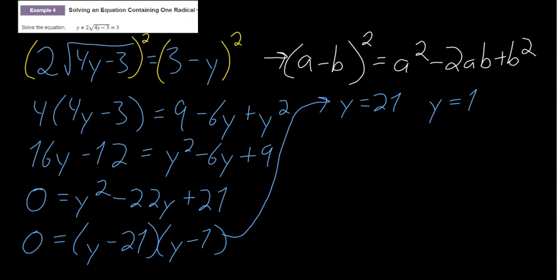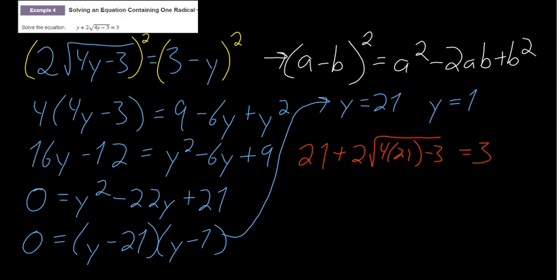So my original equation, we'll put it in red. All right, so let's start with 21 first. I'm just replacing y with my solution in my original problem. So it's going to be 21 plus 2 times the square root of 4 times 21 minus 3 is equal to 3.